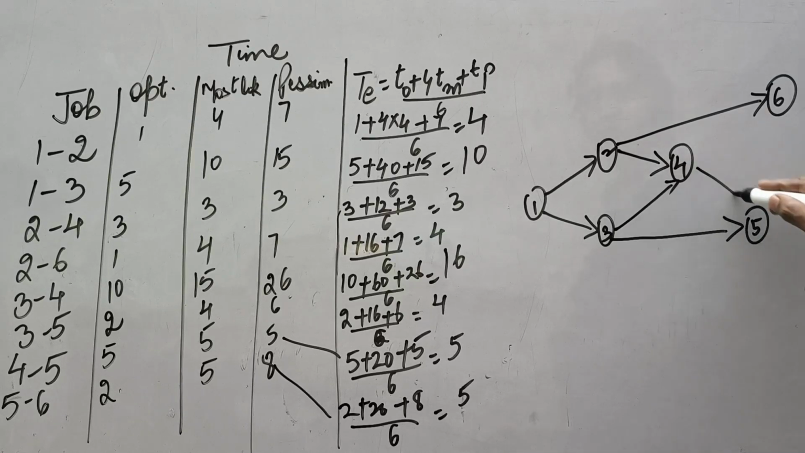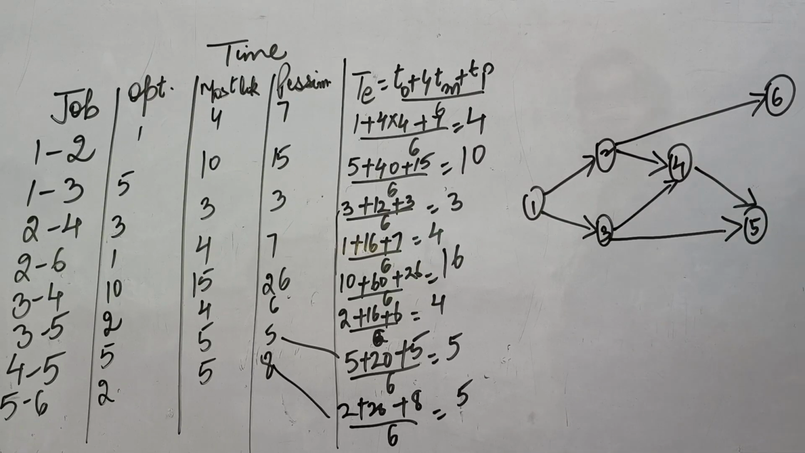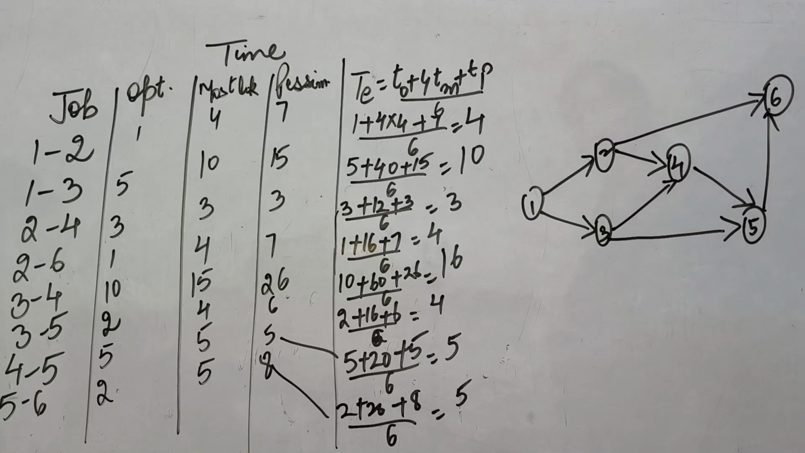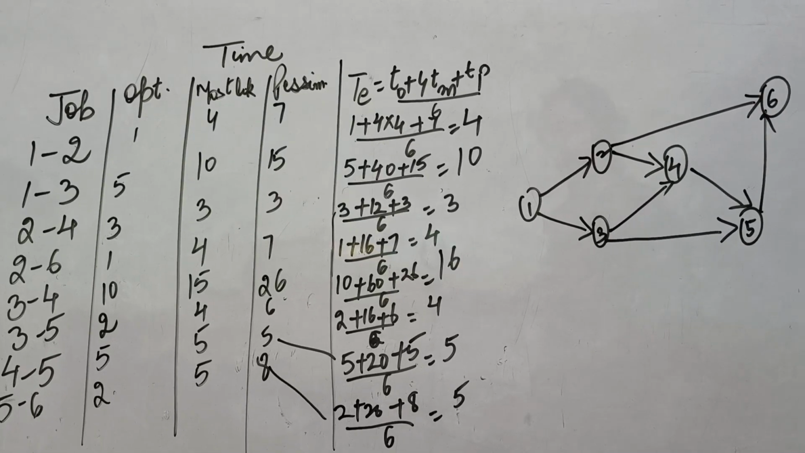Next is 4 to 5. This will be 4 to 5. And then is 5 to 6. This is how the network will be drawn. And now on this network you will be writing this expected time.